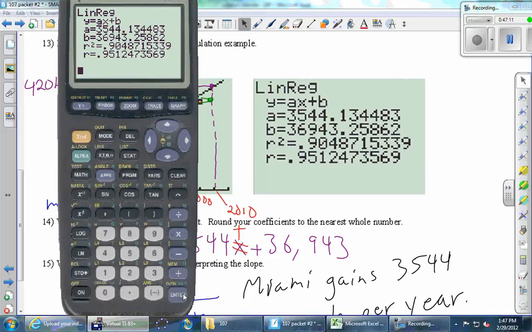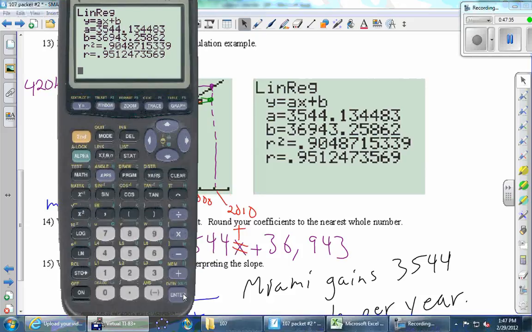Is there anybody that doesn't have the R's? So hit the stat button, scroll to the right, hit number 4, which is linreg, hit enter, and it gives the same numbers, including the R's. So again, you never need to do the diagnostic on again. It will remember, and you'll always have the R's.